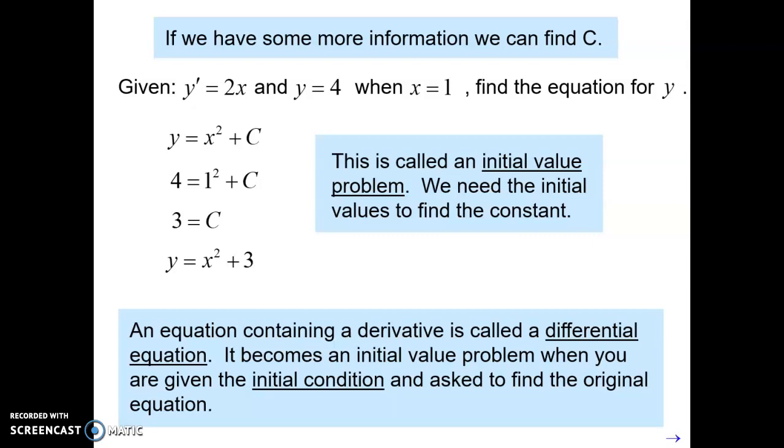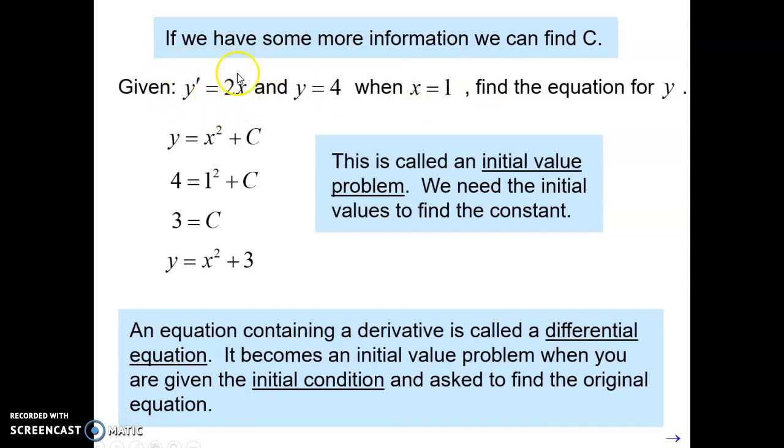Any equation that we deal with containing a derivative is called a differential equation. Now, we talked about this earlier in the semester when we talked about differentials and differential equations. So if you're given something that starts with a derivative, in this case y prime equals 2x, this is a differential equation because it's an equation containing a derivative. It becomes an initial value problem when you're also given, in this case, an initial condition, and we're asked to find the original equation.